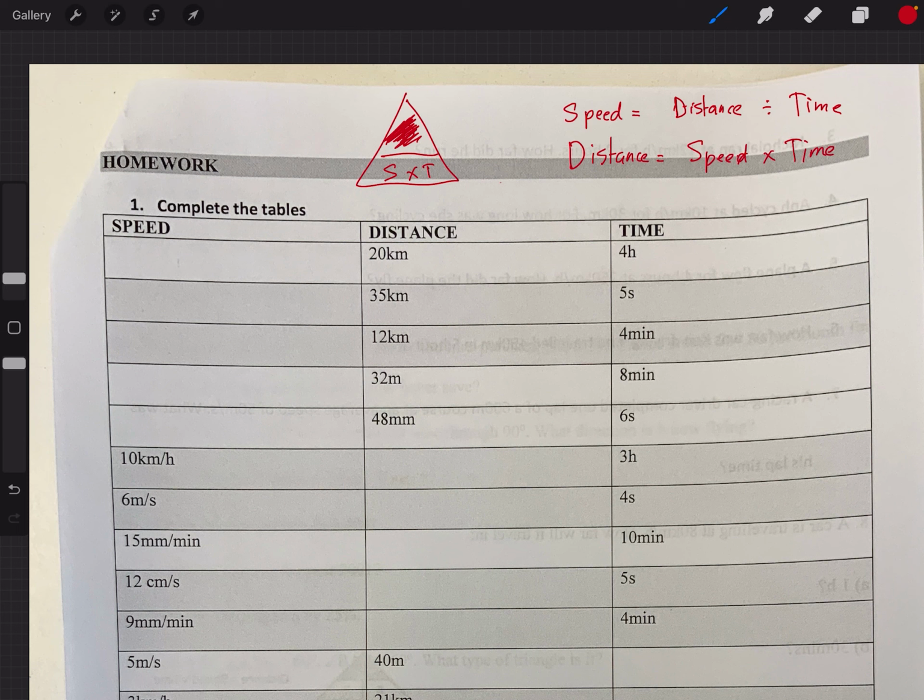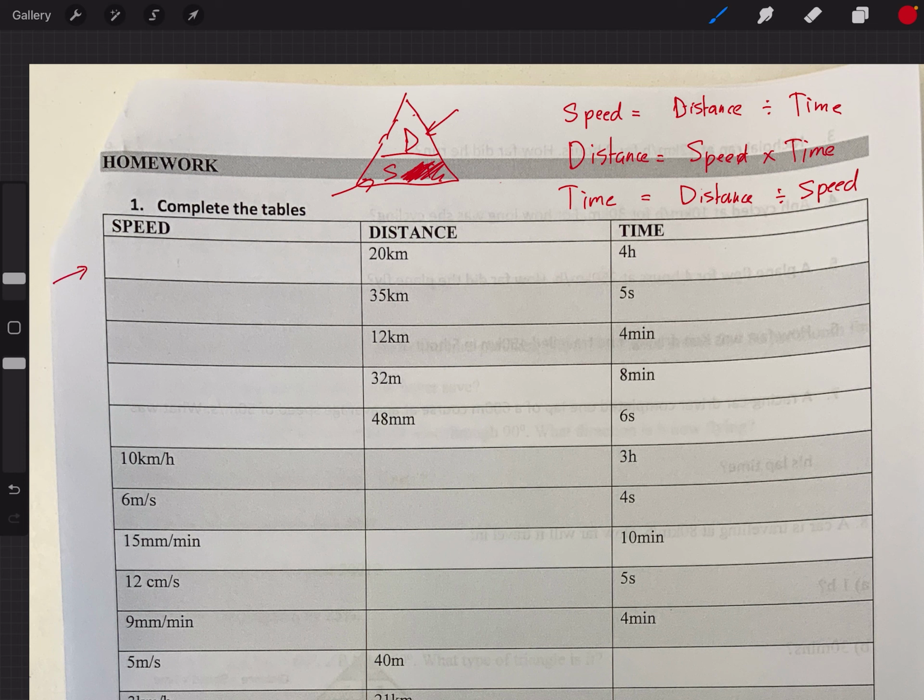And lastly, I'm going to put the distance back in here. If you want to find the time, you cover up the time, and you can see that it's distance divided by speed. So time equals distance divided by speed. Okay, so let's use this and work things out.